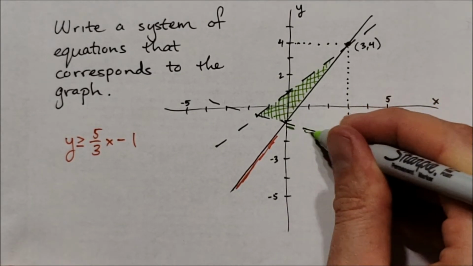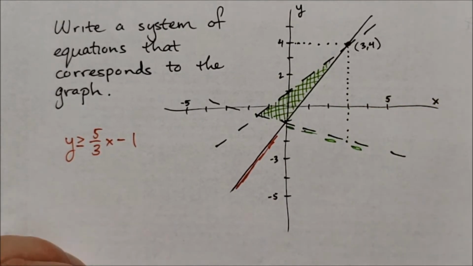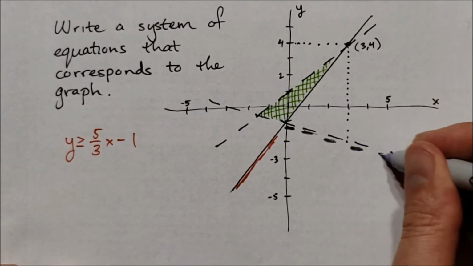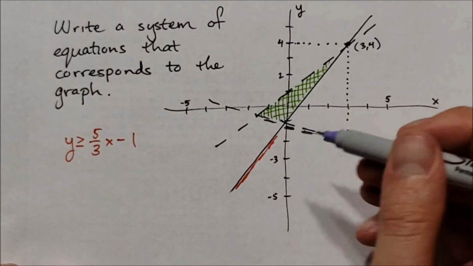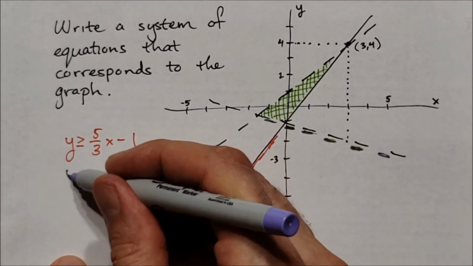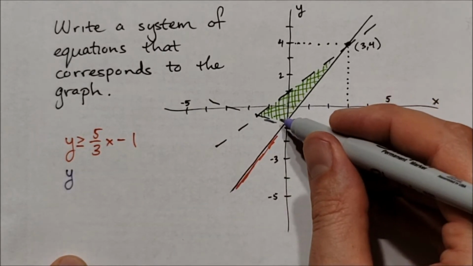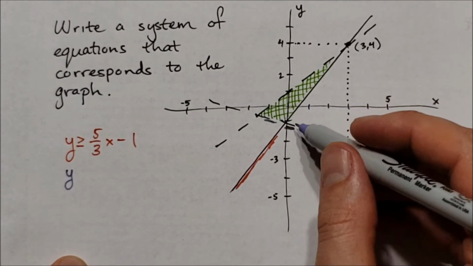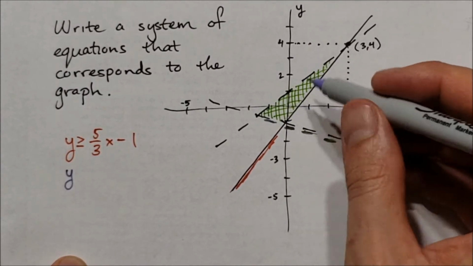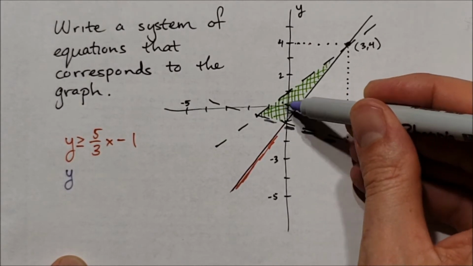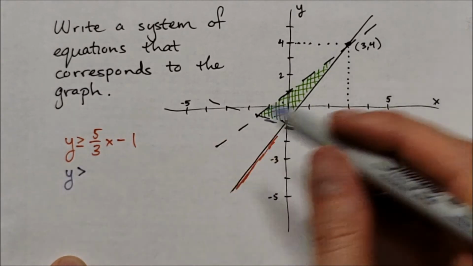We'll take this one. Well, let's not use green. We just used greens on the inside. How about some purple? Look at this purple line. It's dashed, so we're going to have a y, and it's going to be strictly greater than. It's not going to be or equal to because it's a dashed line or a broken line. It's greater than because we're looking at the shaded region above this line.